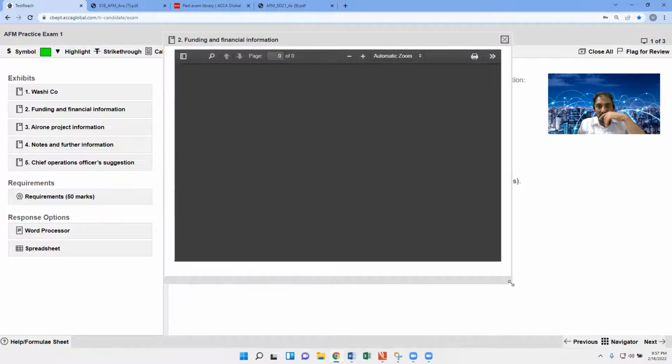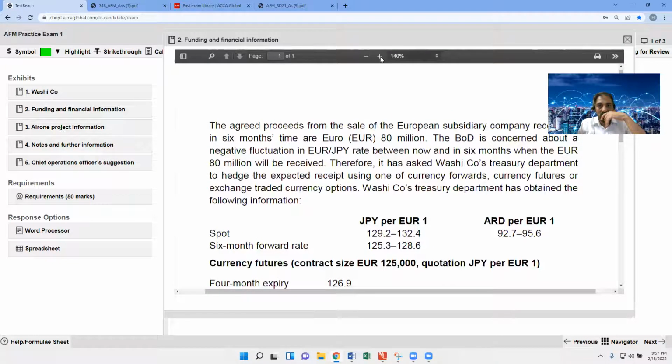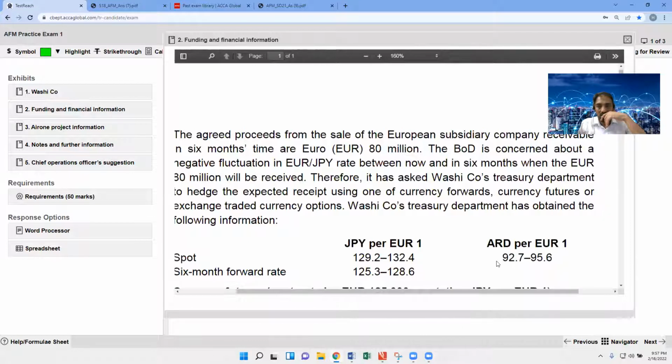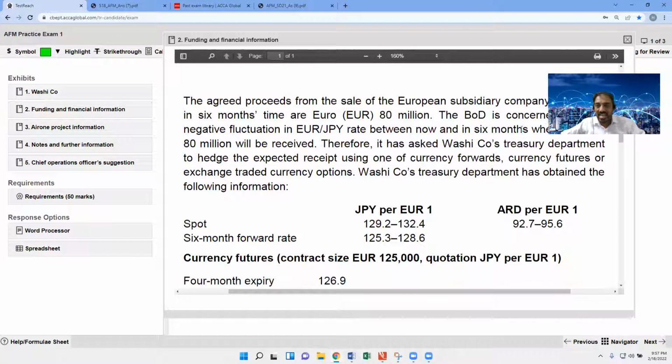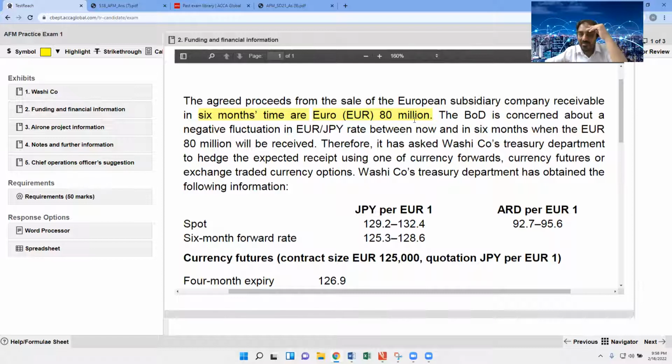Funding. The agreed proceeds from the sale of the European subsidiary company, receivable in 6 months' time, are euro 80 million. We will receive euro 80 million in 6 months' time. The board of directors is concerned about negative fluctuations of the euro against the Japanese yen, about a negative fluctuation rate between now and the 6 months when the euro 80 million will be received. Definitely, here the case is about the receipt.